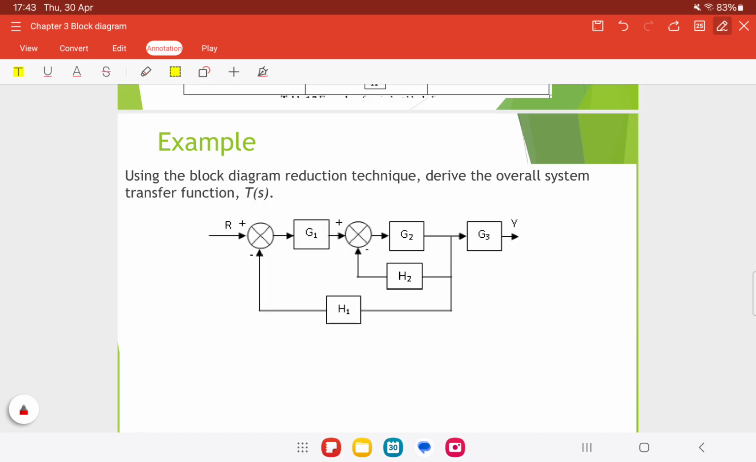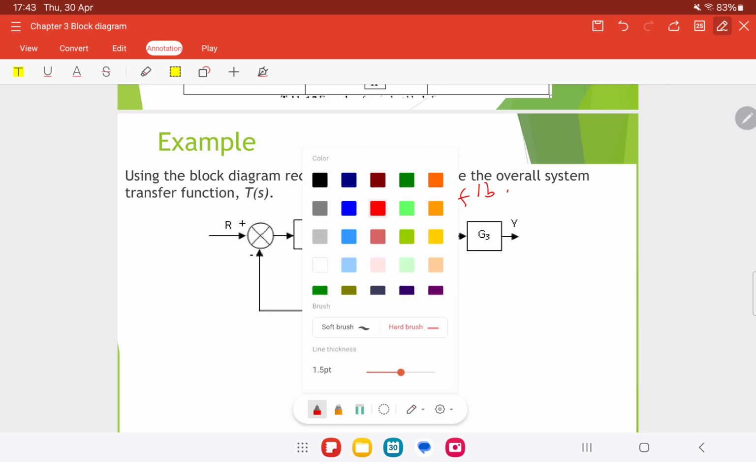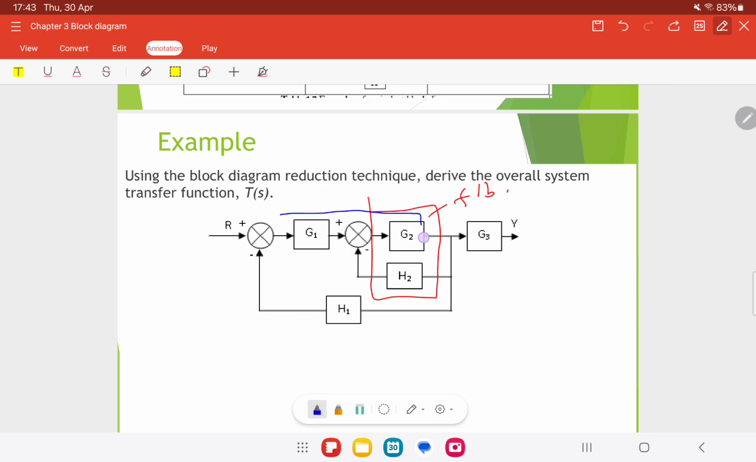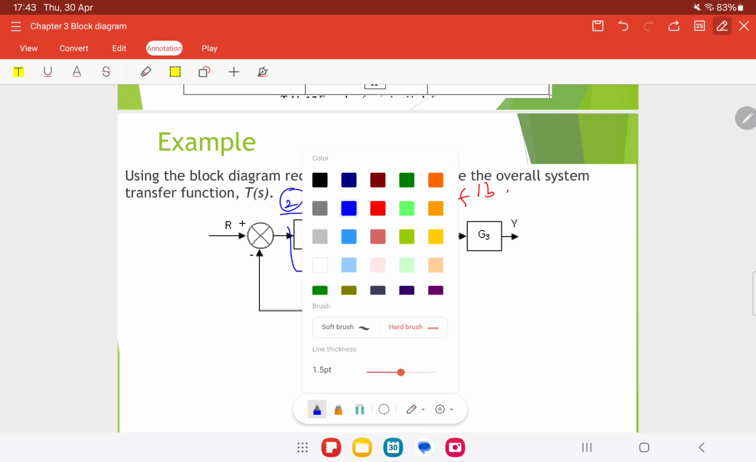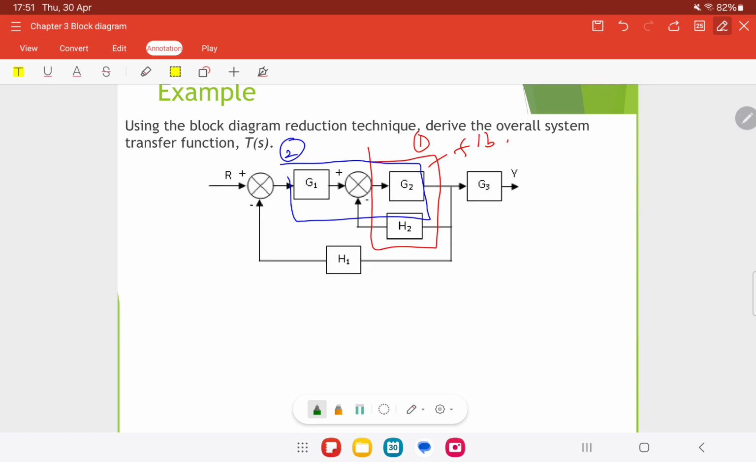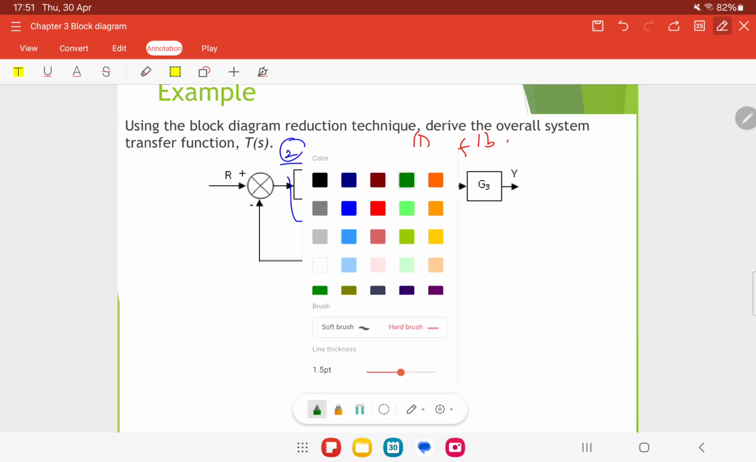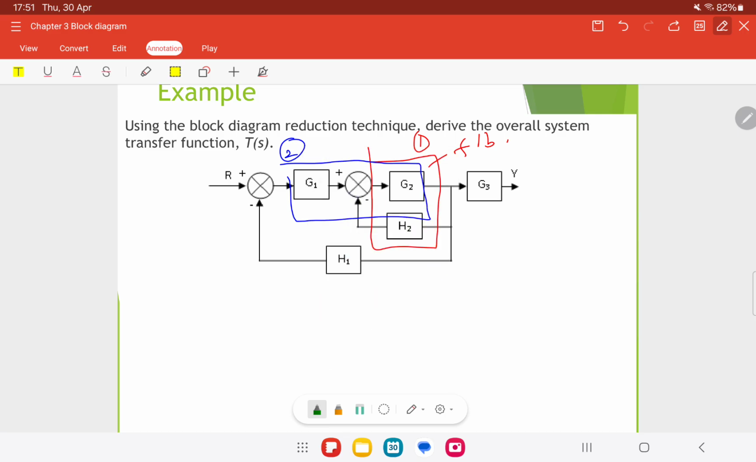For this example, the first step is what you can do is reduce this one. How to reduce? For this one, use feedback. Once that is reduced, what you can do next is the blue one, you do this one, this number 2. Okay. Looks good.